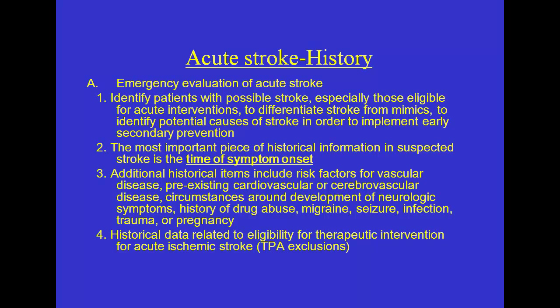Additional historical items include vascular disease, pre-existing cardiovascular and cerebral vascular disease, the circumstances around the development of the neurologic symptoms, history of drug abuse, migraine, seizure, infection, trauma, or pregnancy.